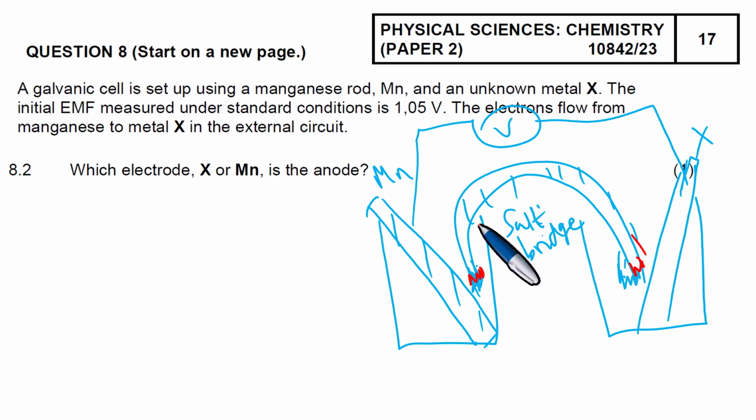So you continue. You put the salt here, and then you complete the circuit, and suddenly, bloom, you see a reading of 1.05 volts. That is the voltmeter reading, meaning there's power flowing there.